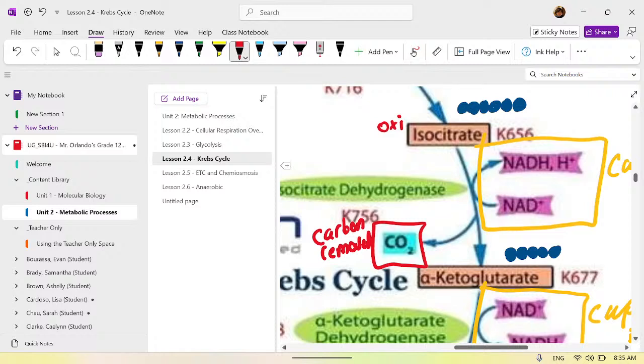The isocitrate is being oxidized. But if the isocitrate is being oxidized, then something must be being reduced. And what's being reduced? The NAD+. I always put the H plus with the NAD+. I don't know why the H plus goes with the NADH. I think in my mind, I think that that's like NAD with an H stuck on it, which is not actually what that means. But anyway, don't make the same mistake I do.